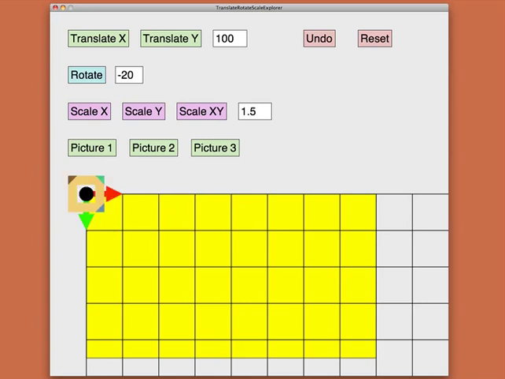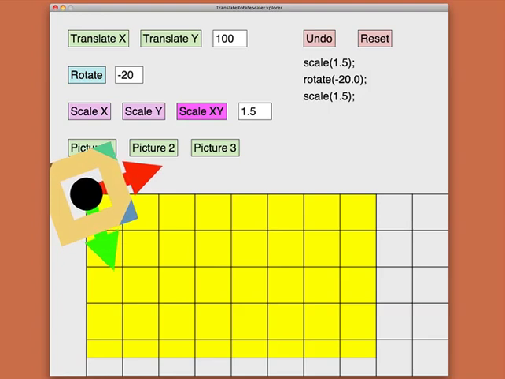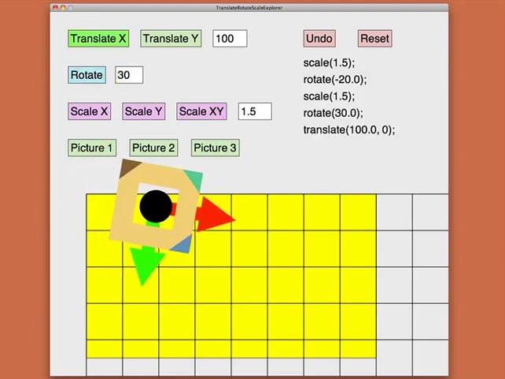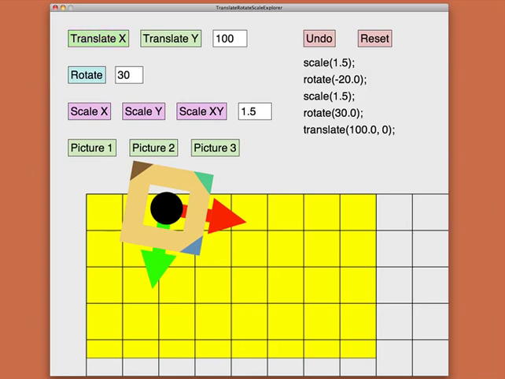So I'll reset everything. And if I scale uniformly, if I scale in x and y by the same amount, and then I rotate, and then I'll scale x and y again. Now maybe I'll rotate 30 degrees positive, and I'll translate. It doesn't matter what I do, I'm not going to get any shear because I'm always scaling in x and y by the same amounts.